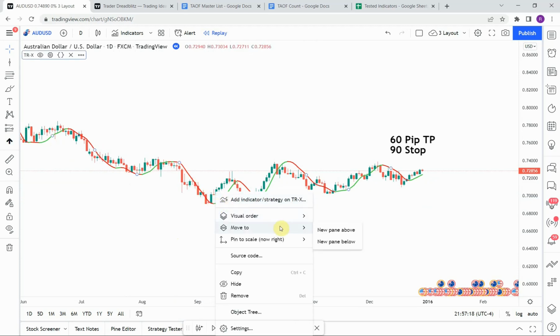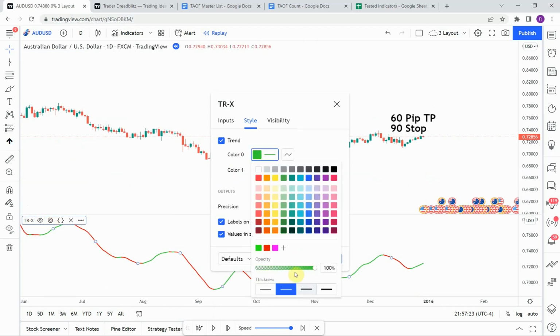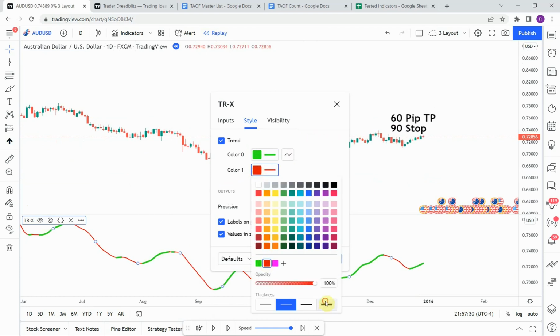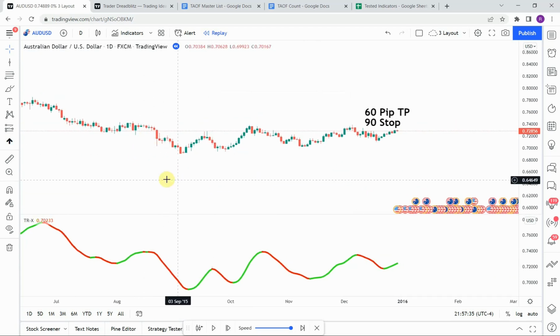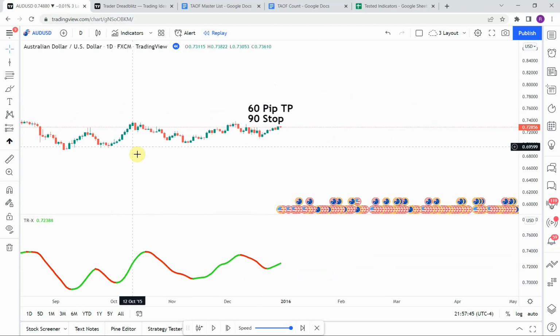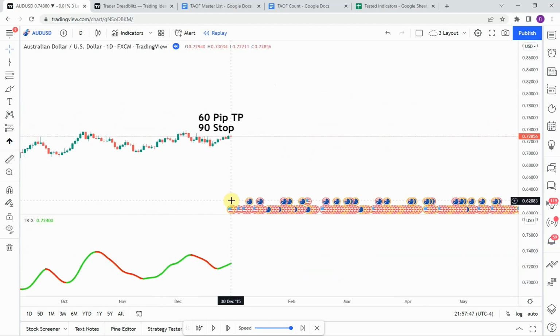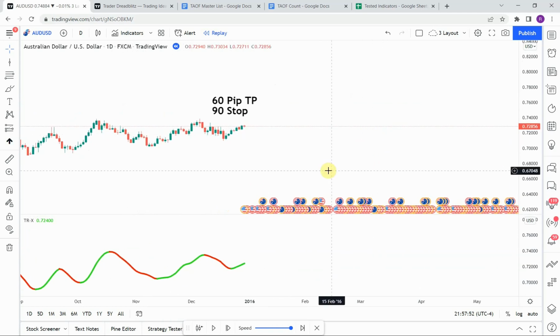And what we might actually do is move this down to here and maybe bump up the weight and the color, maybe like that, just to make it a little bit more visible. Like I said, when we get the green switch, we are going to go long. When we get the switch to the red side, we are going to go short. So let's go ahead and get on with the testing and see what we can get out of this.